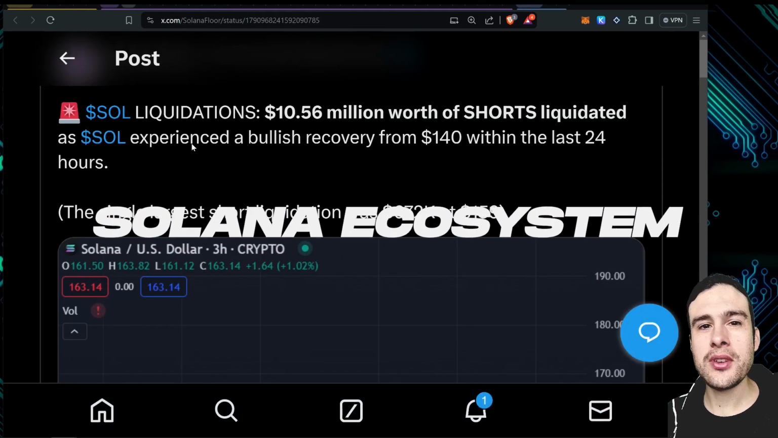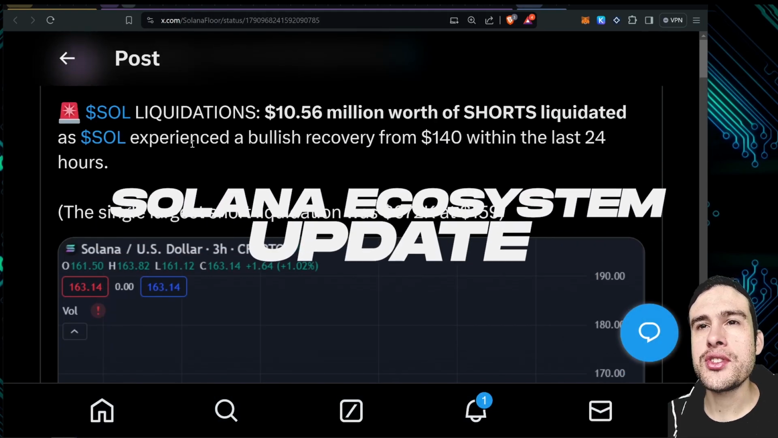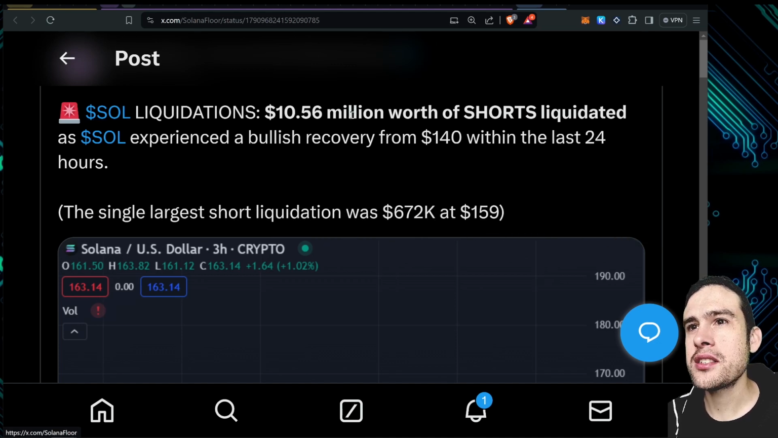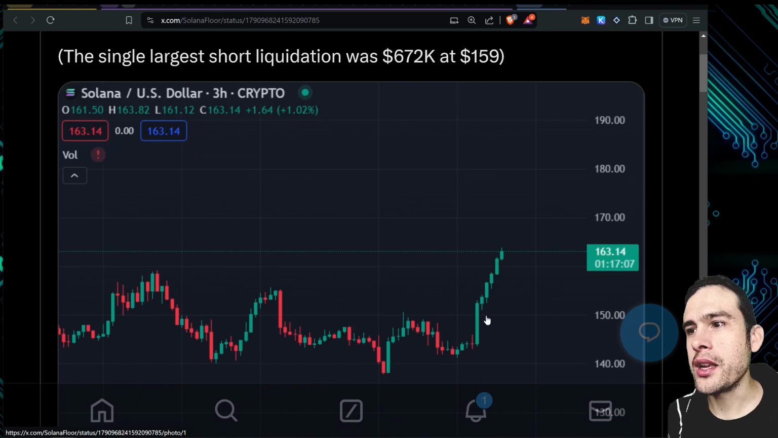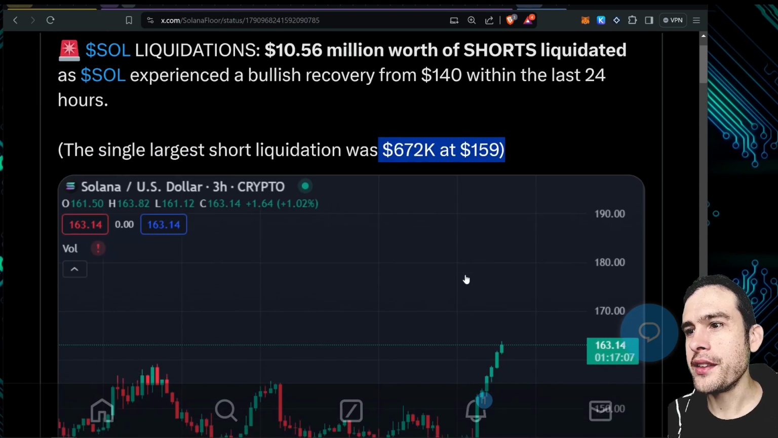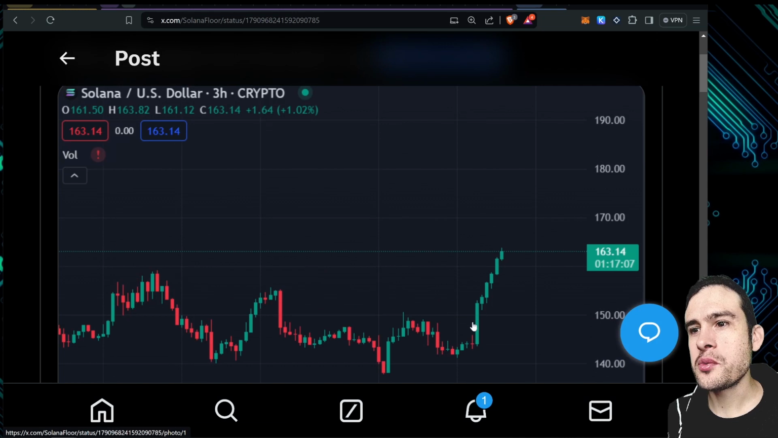So let's get into some Solana news and the ecosystem update. There was $10.56 million worth of shorts liquidated on this recent little run, when we went from about 140 up to 163. So that's pretty crazy. And there was a very large liquidation point at around that 160 level. That's one of the reasons why I think Solana went up, as well as just the fact that Solana is a hugely used chain.